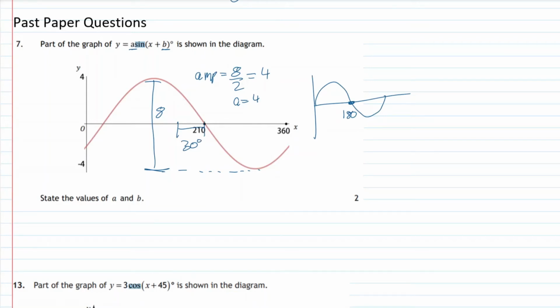And remember, a shift to the right actually means that B is negative. If you want to recap this, you can double check the horizontal translations concept video that I've made. So B is negative 30. There we go. So let's circle it. Want to make sure the examiner can see where the answers actually are. So A is 4 here, and B is negative 30. Let's keep going.